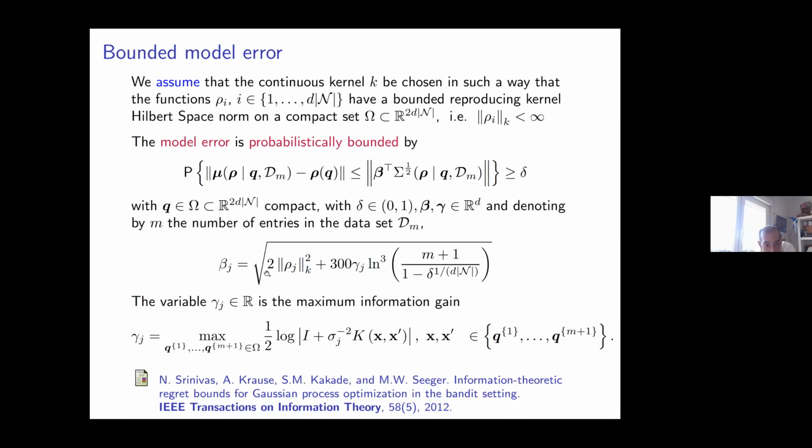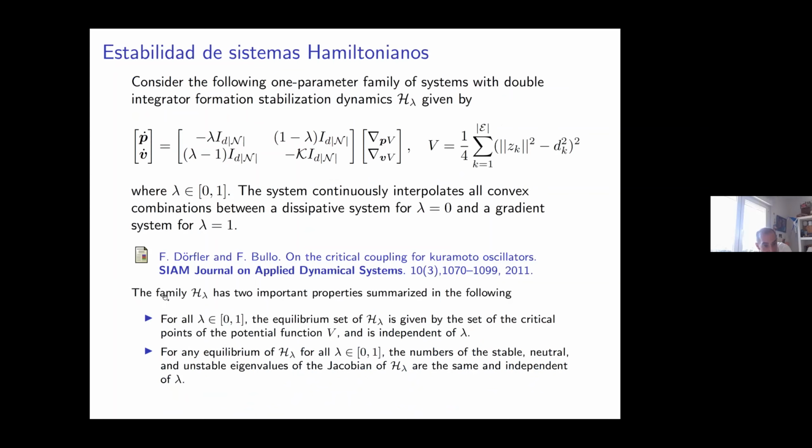And then, for any equilibrium of H lambda for all lambda between 0 and 1, the number of stable, neutral, and unstable eigenvalues of the Jacobian associated to the Hamiltonian H lambda are the same and independent of lambda. So it doesn't matter which lambda I use, I will obtain the same stability for all different lambdas, as I understood this result. So one can use lambda equals 1, lambda equals 0, or lambda equals 1/2, whichever solves our problem.